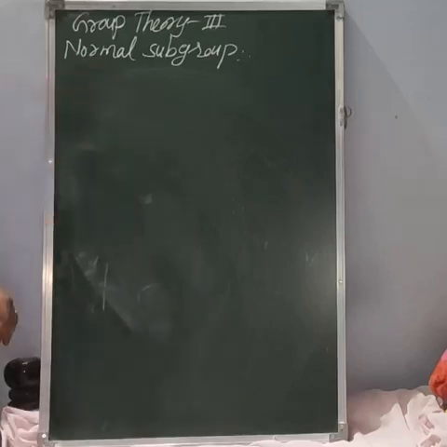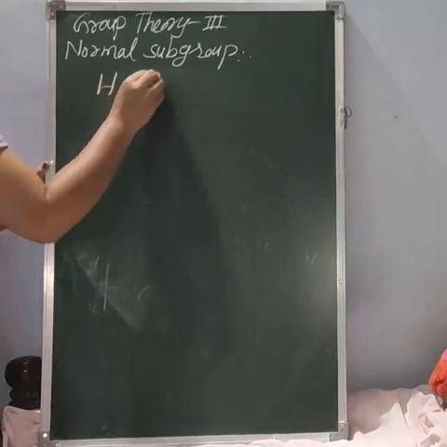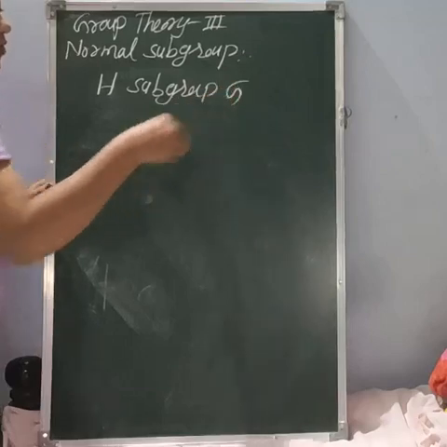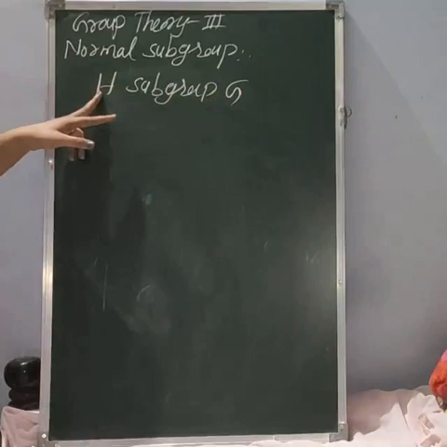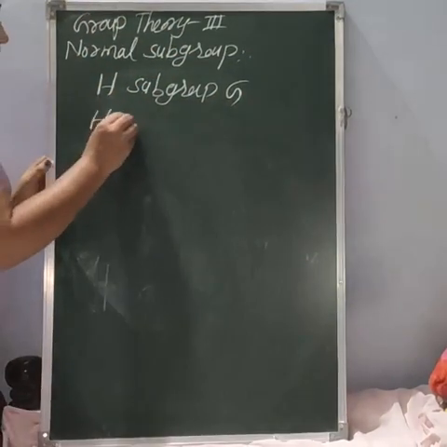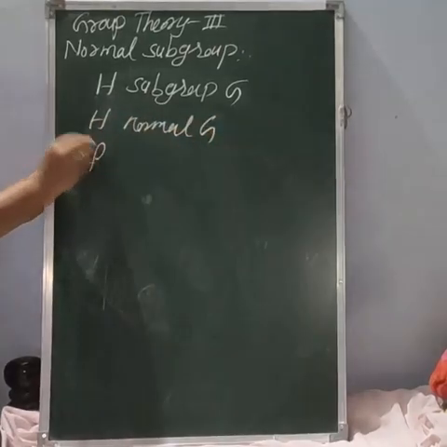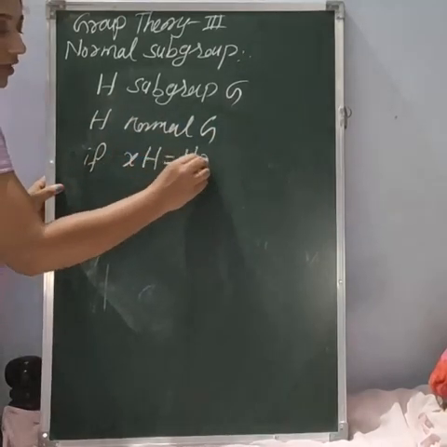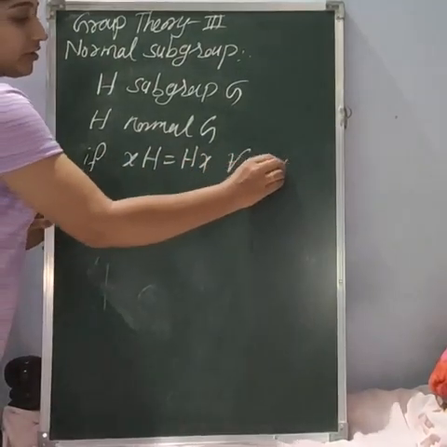First we will see the definition of normal subgroup. Suppose H is a subgroup of G. Then H is called a normal subgroup of G if it satisfies the condition xH is equal to Hx, for all x belonging to G.